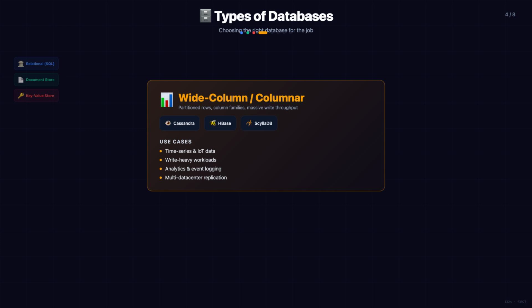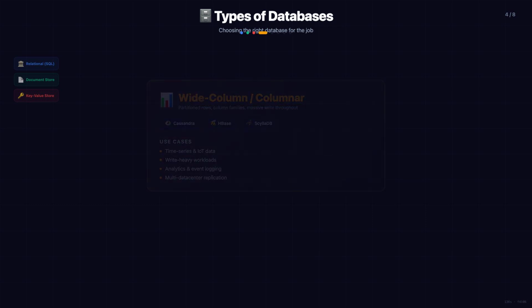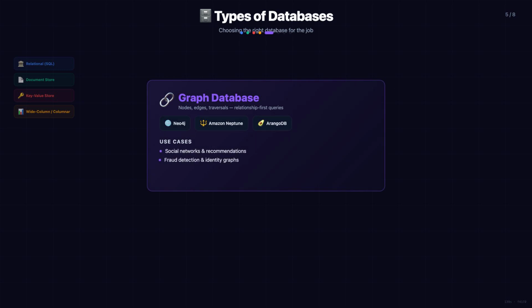Graph databases like Neo4j, Amazon Neptune, and ArangoDB are built for connected data. Instead of tables, you work with nodes and edges, making relationship traversals incredibly efficient. They shine in social networks, fraud detection, knowledge graphs, and recommendation engines, anywhere the relationships between data points matter more than the data itself.